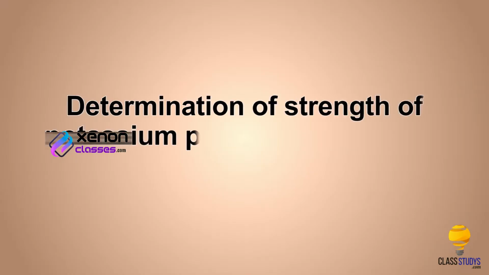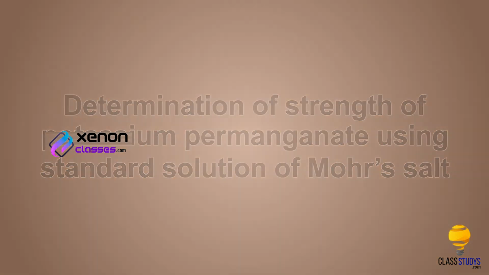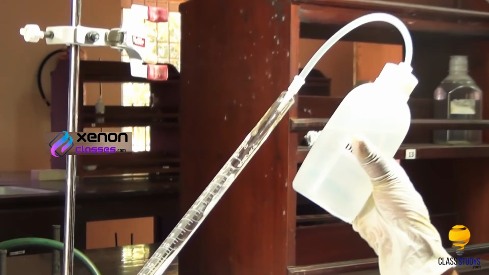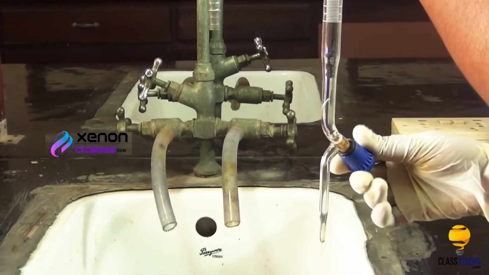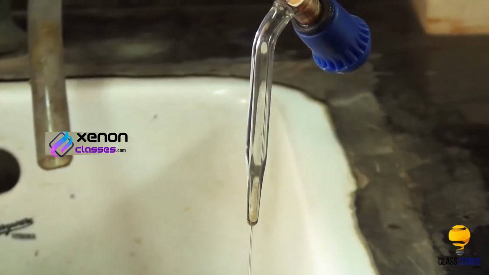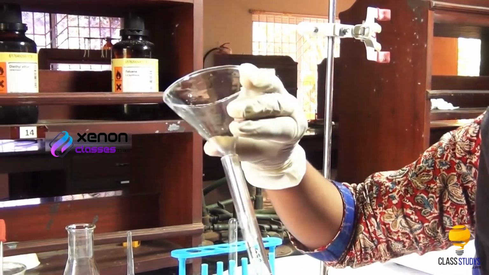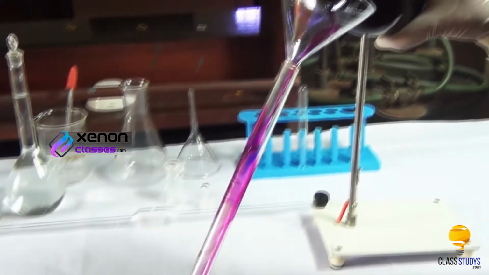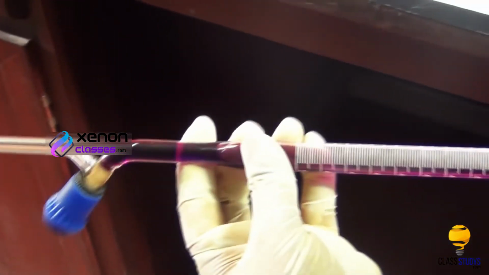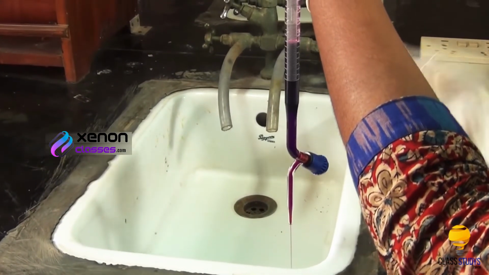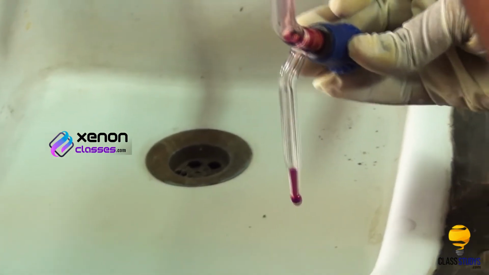Determination of strength of potassium permanganate using standard solution of Mohr salt. Take the burette, rinse it with distilled water and drain the water. Repeat this process 2 or 3 times to drain out the impurities from the burette. Let us then pour a small volume of potassium permanganate solution into the burette through a funnel. Rinse the burette and drain out the solution. Repeat this process 2 or 3 times to remove any moisture inside the burette.